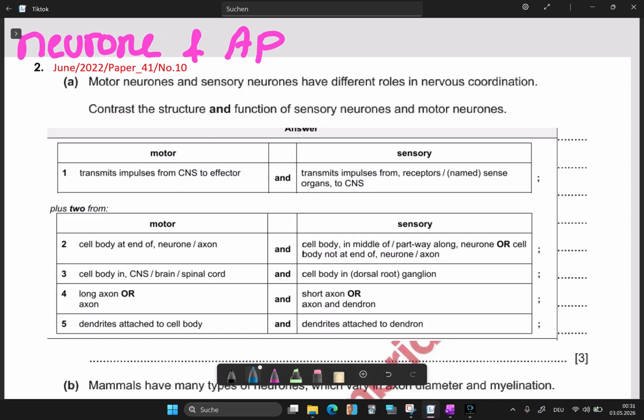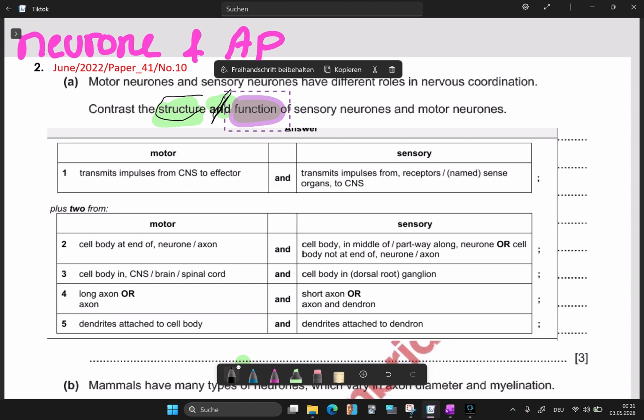The question was: contrast the structure and function of sensory neurons and motor neurons. So there's a difference between compare, contrast, and similarities. Compare means you say both similarities and differences. Contrast means differences, obviously, and similarities means only similarities. So here he wants contrast, structure, and function. Please, guys, read the question well and make sure to split up the question. So here you have to talk about the structure and the function.